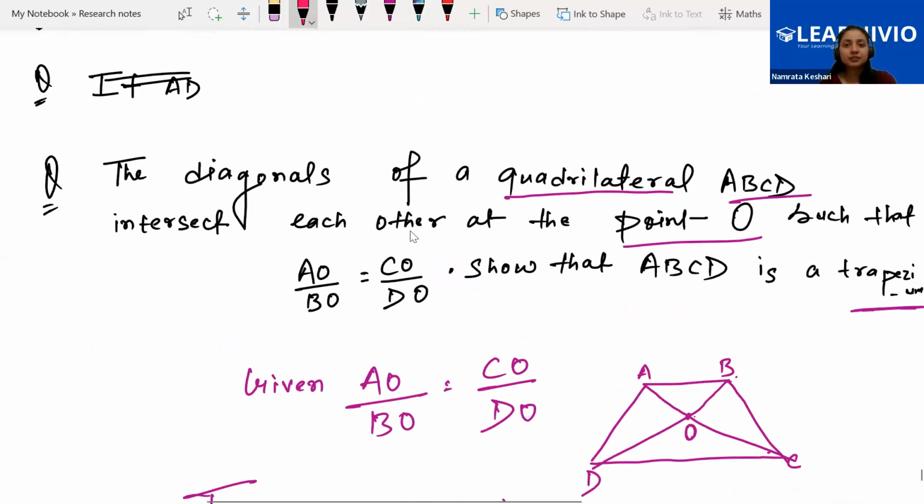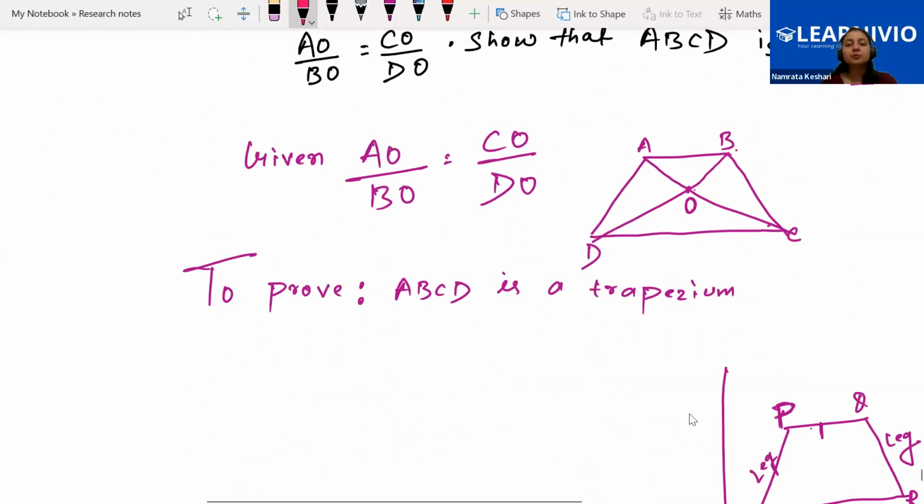Question is clear to everyone, right? Anyone having any confusion in the question? Anyone? Okay. So let's try proving AB and CD are parallel.